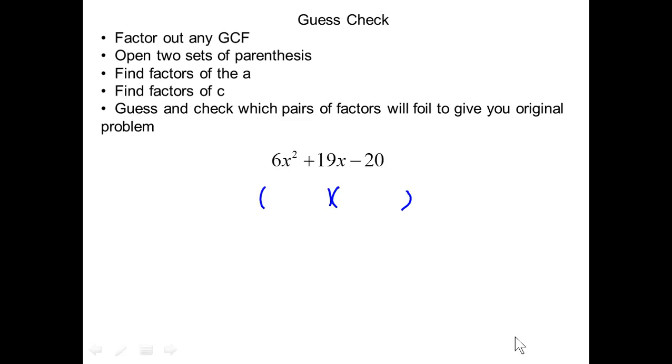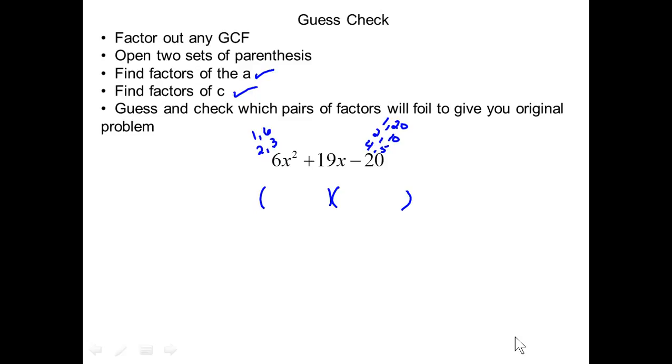Don't do any signs just yet. Now, this one is important, and this one is important. You're going to find factors of A and find factors of C. Well, the factors of A, the factors of 6 are 1, 6, 2, and 3. And then the factors of 20, there are many. We have 1, 20, 2, 10, and 4, and 5. So find factors of A and factors of C.